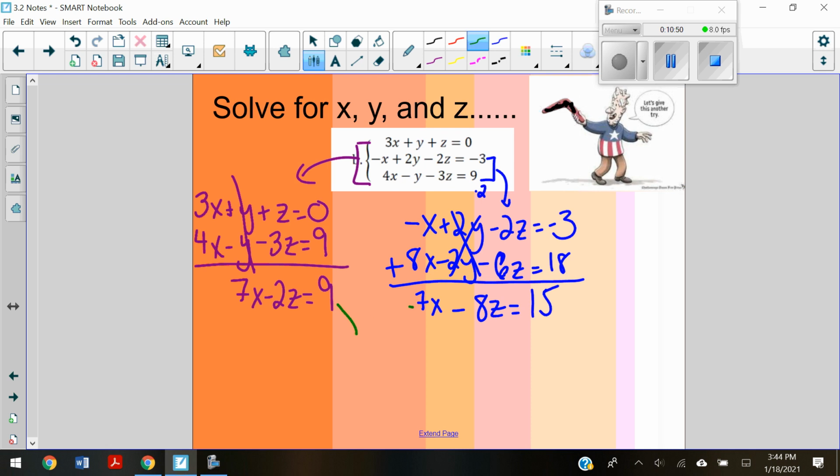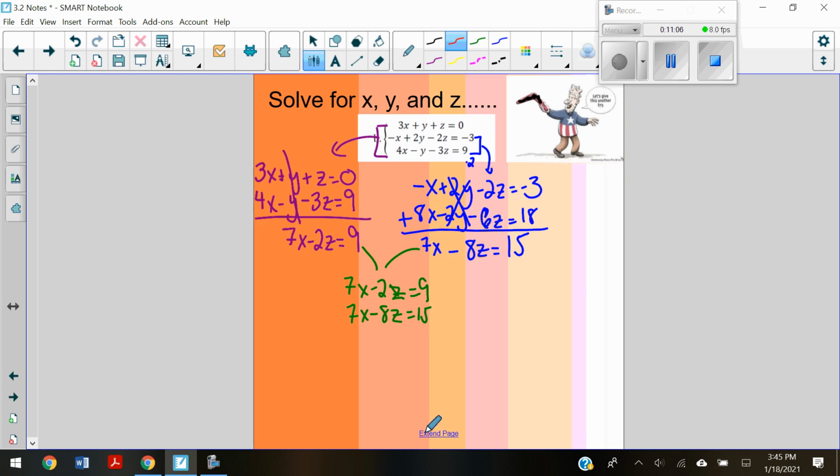So these two equations come together, and I have 7x minus 2z equals 9, and 7x minus 8z equals 15. I'm going to multiply my top equation by a negative 1. What that's going to do is give me a negative 7x in the top, and that's going to help me eliminate my x variable.